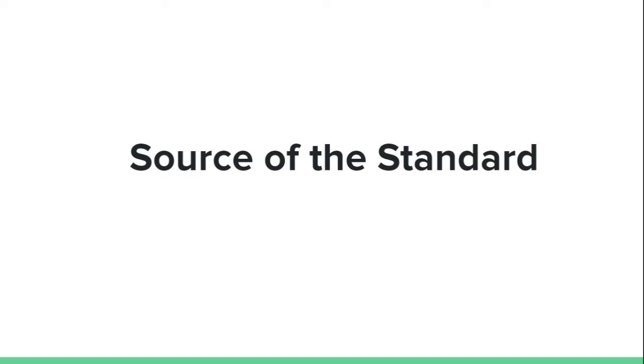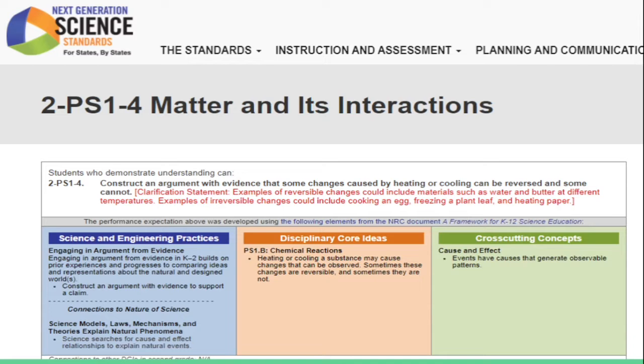Let's take a look at the source of the standard. I chose the standard from the Next Generation Science Standards website. And let's break down this code, 2-PS1-4. Well, 2 stands for the grade, that's grade 2. PS stands for the domain, that's physical science. Unit 1, Lesson 4, Matter and its Interactions.